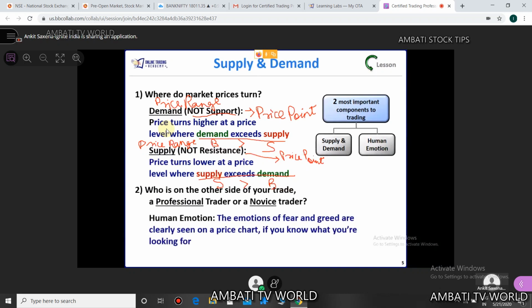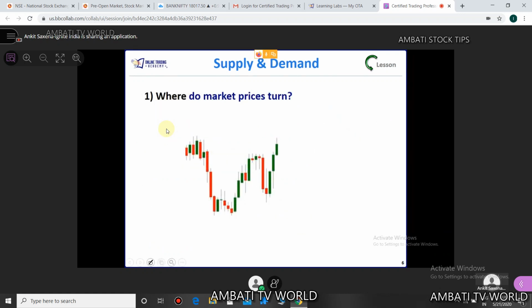Now, human emotions. The human emotions of fear and greed are clearly seen on the price chart if you know what you are looking for. Now, see this. This is how a chart looks. Yes or no, friends? Now, see here, what is happening here?